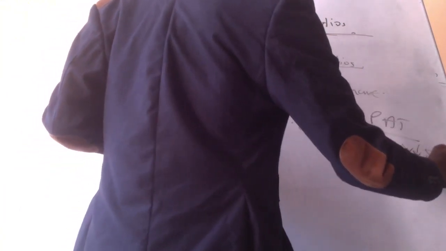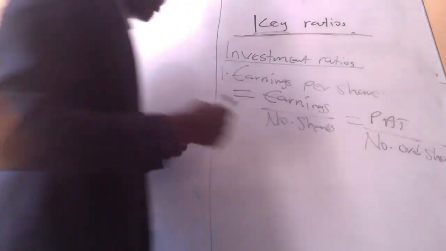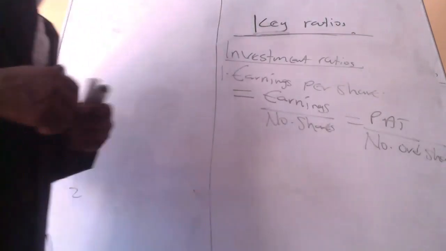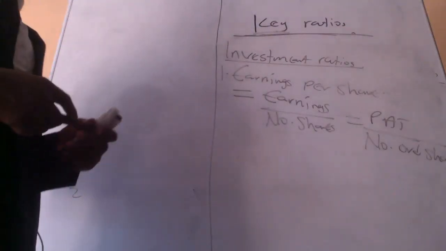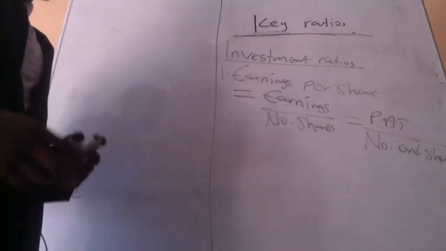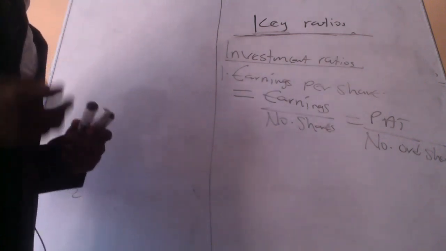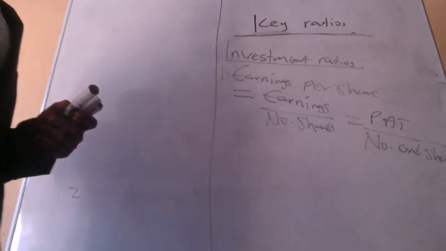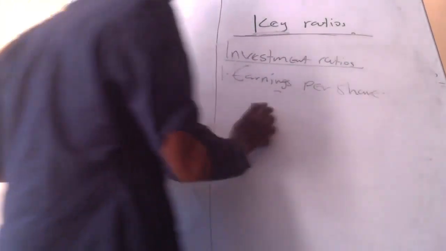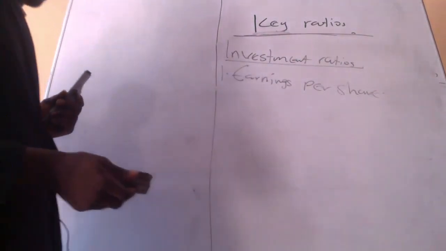all divided by the number of what? Ordinary shares, not dividend. Number of what? Ordinary shares. So that is the earnings per share, to be the profit after tax over the number of ordinary shares. So take notes for me and you'll be fine. Good. Here too, the higher the better.